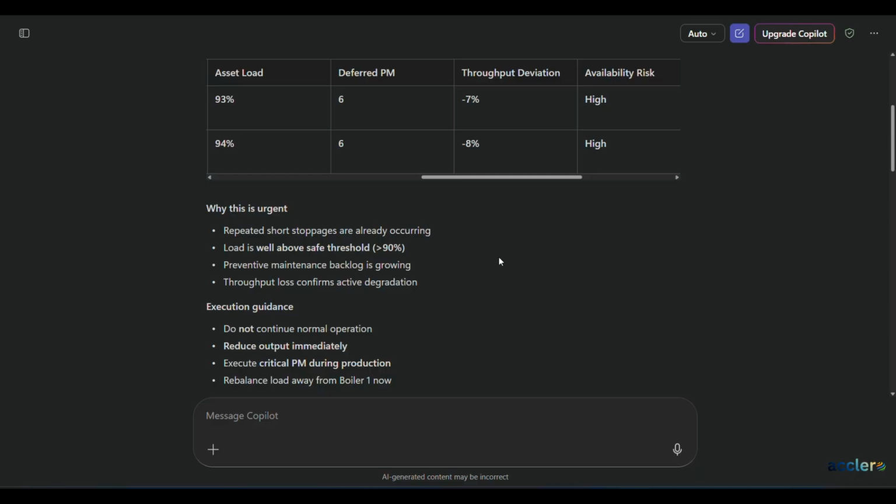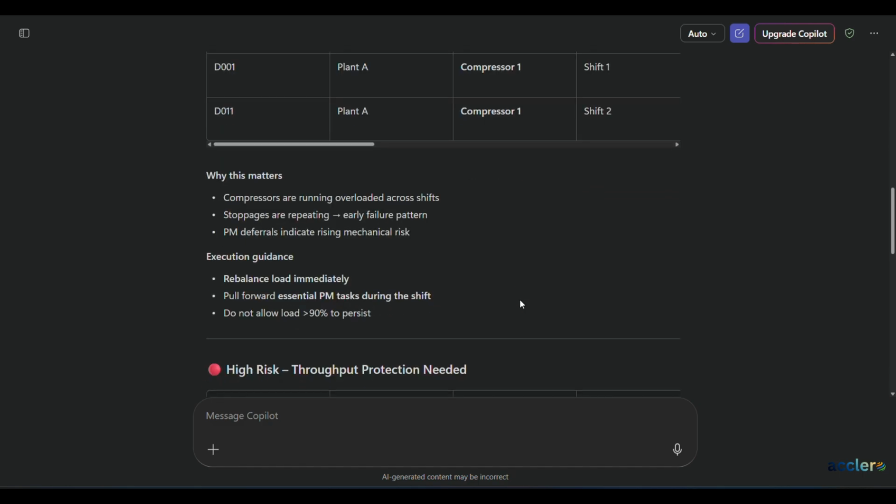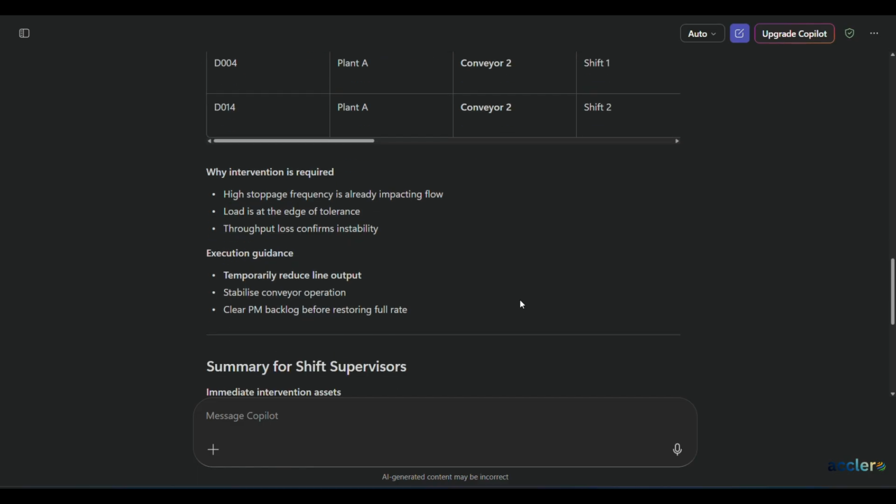The agent recognizes that intervention can no longer be delayed. It immediately recommends maintenance execution, control load reduction, and operational escalation before forced shutdown occurs. Instead of waiting for downtime confirmation, supervisors receive intervention guidance while production is still recoverable.